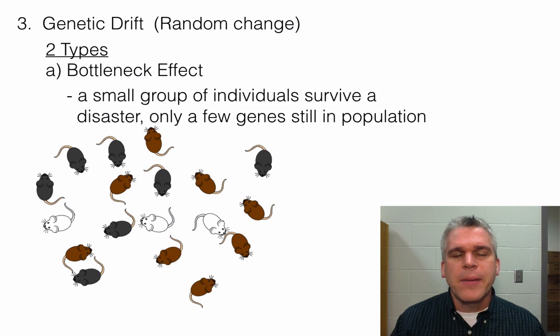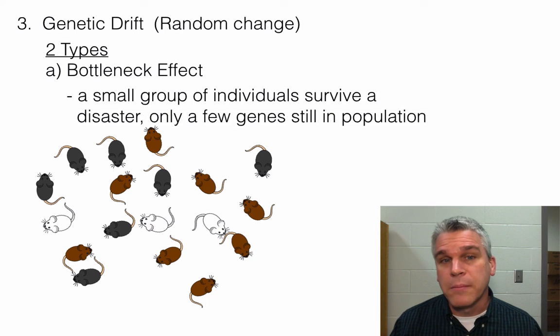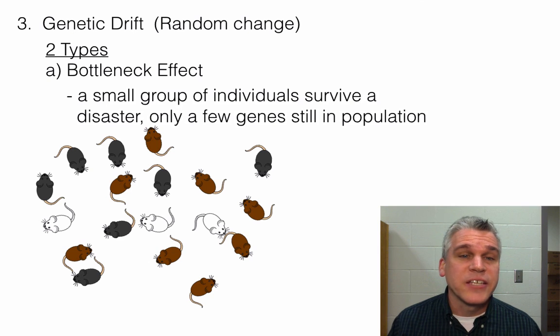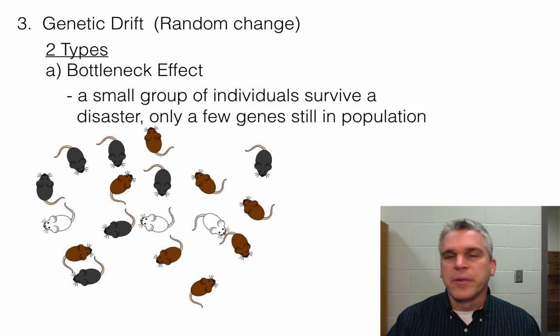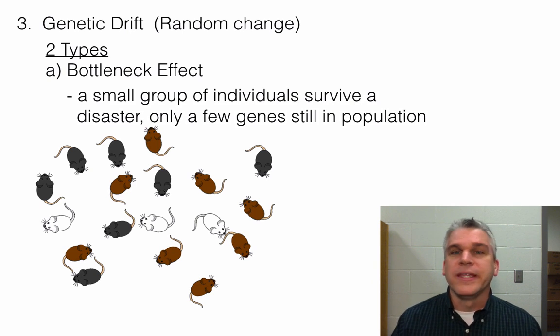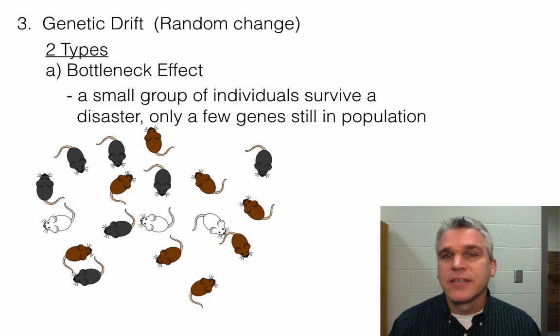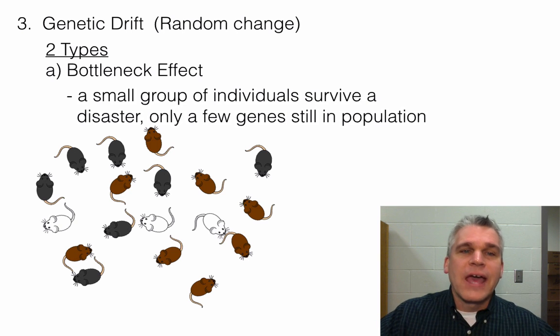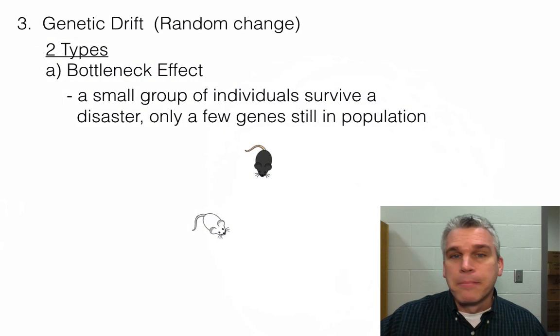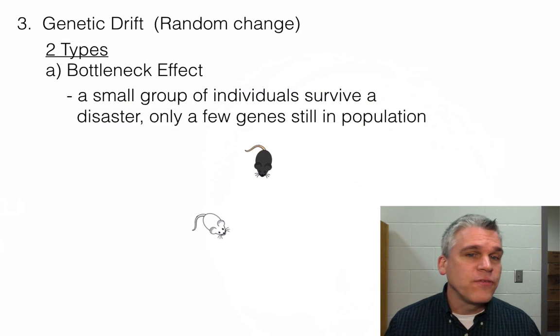So here we see about even numbers of brown and black and white mice. But again, there's some type of a disaster. It could be a fire, it could be a hurricane, it could be disease, and no one has a survival advantage in one of these types of situations. It's just by chance some individuals survive. So let's have a disaster. Most of the individuals died out, but these few remain.